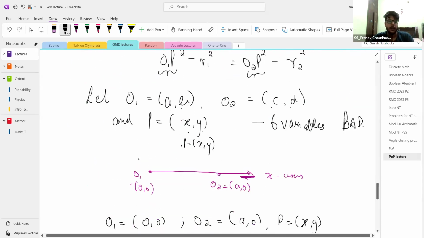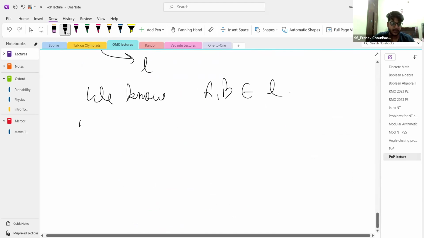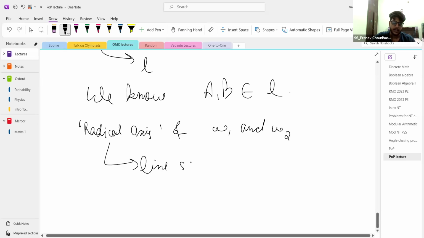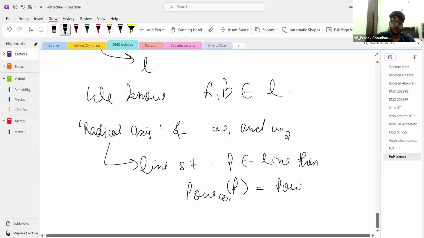Okay. There is a nice term for this. We call this the radical axis of omega 1 and omega 2. So the radical axis is basically just a line such that if any point P belongs to that line, then the power of P with respect to omega 1 is equal to the power of P with respect to omega 2.